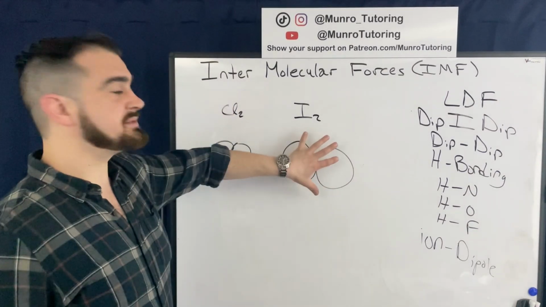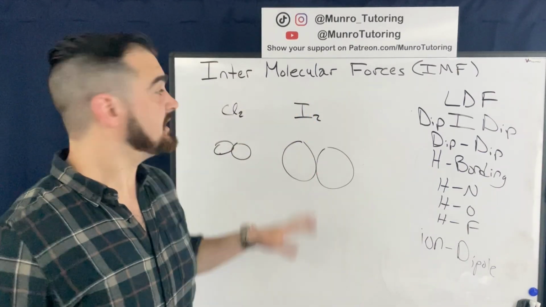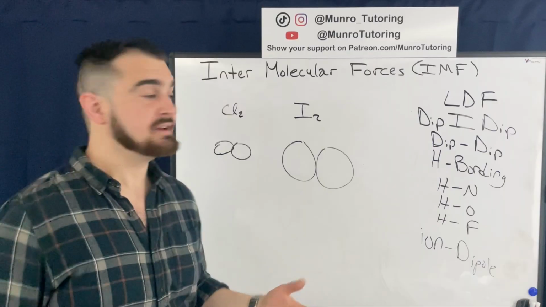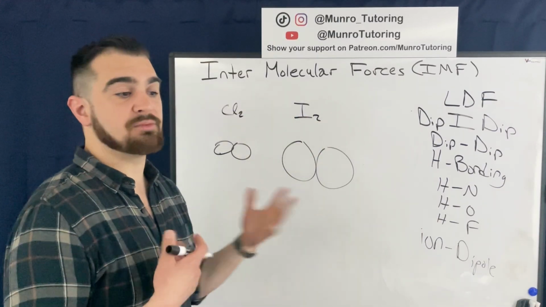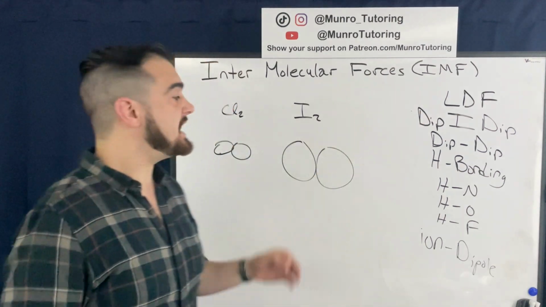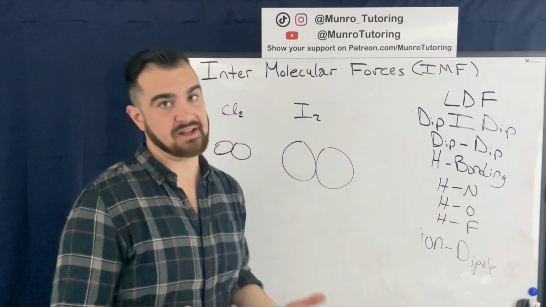So the London dispersion force, because these are both nonpolar, is going to be stronger in iodine than it is in chlorine, right? This is larger. They're both nonpolar, so if they're both nonpolar, we only have London dispersion. And if it's larger, there's more surface area, and so the London dispersion force is more intense.